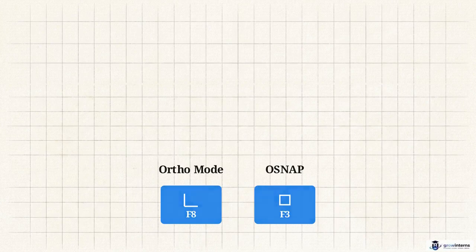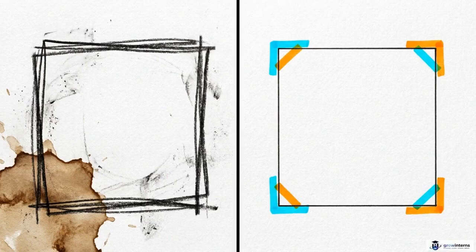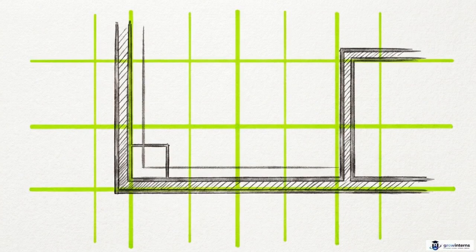using the F8 key and Object Snap or O-Snap using F3. O-Snap magnetically pulls your cursor to exact geometric points, like an endpoint or an intersection. Once you're locked on, Ortho Mode forces your line to stay perfectly straight, locking it horizontally or vertically. Configuring these environmental constraints before you ever click the canvas is what separates a casual sketch from a professional draft. You establish the rules, and the software enforces them.